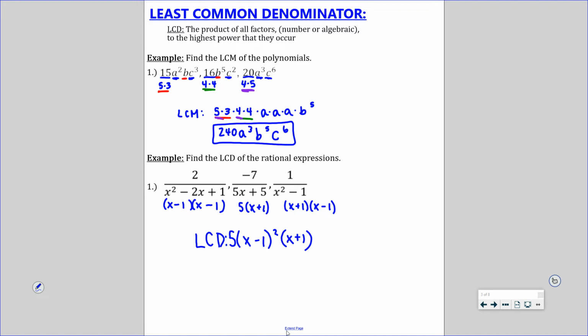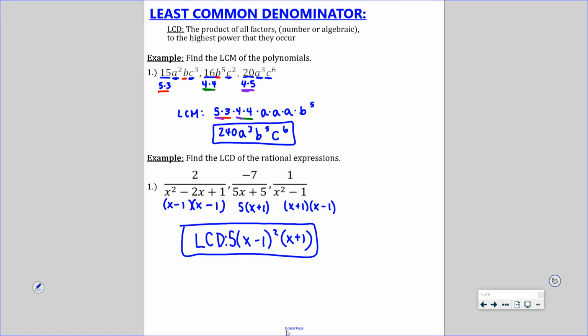Everybody good with this so far? Yep. All right. Third fraction. Do I already have a factor of x plus 1? Yes, so don't multiply another one in. Then it's not a least common multiple anymore. x minus 1? Already had that factor, so there's your LCD. A little bit easier, honestly, with ones where you have to factor.